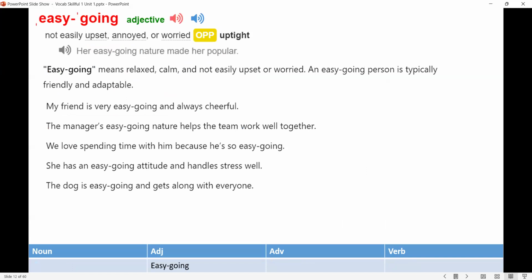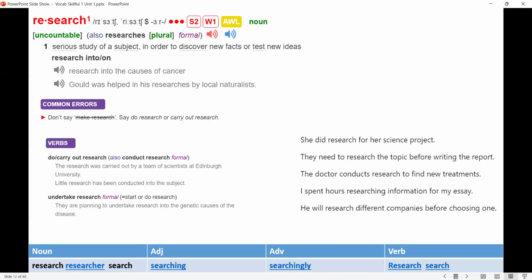Easygoing. Easygoing is the opposite of uptight. When you're easygoing, you're friendly, you're relaxed, you do not get upset easily, you do not get worried easily. But when you're uptight, the opposite is true. Example, my friend is very easygoing and always cheerful. The manager's easygoing nature helps the team work well together. We love spending time with him because he's so easygoing.